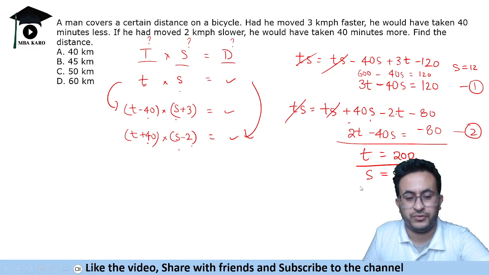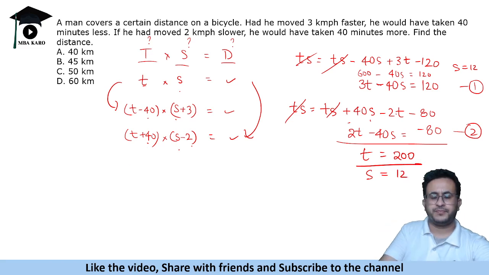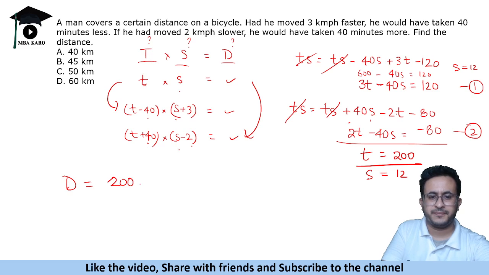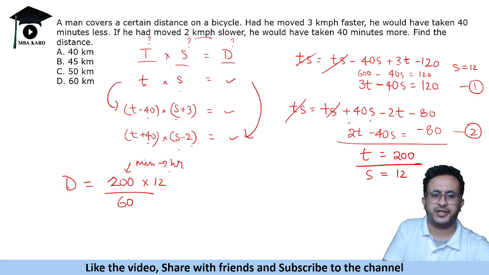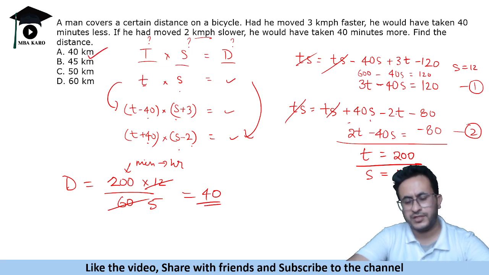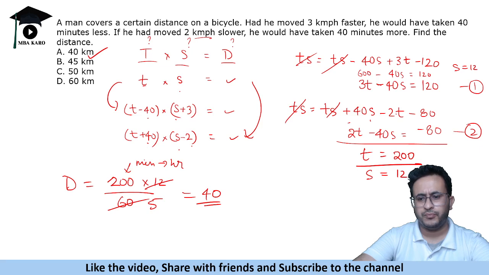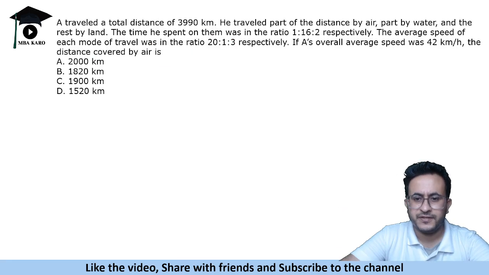Now what did I tell you? Distance is time into speed. So d is time into speed. So 200 in minutes, into speed is 12. Now we are dealing in speed in kilometer per hour, so we will convert it into hours. If you convert it to hours, that will become 200 by 60, into 12, so that is 40 kilometer. Okay, so that's how we solve such questions. Simply make equations and put in the variables, T, S, D. So in all questions, you need to use this framework.